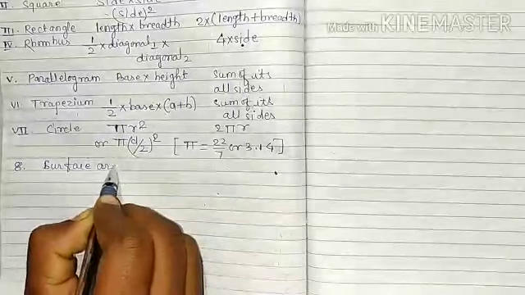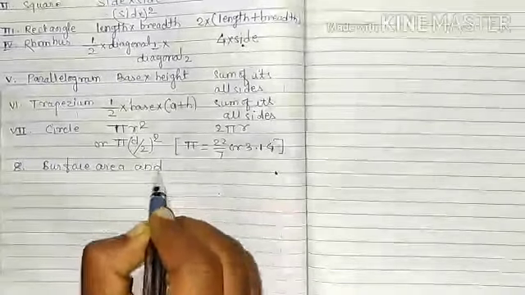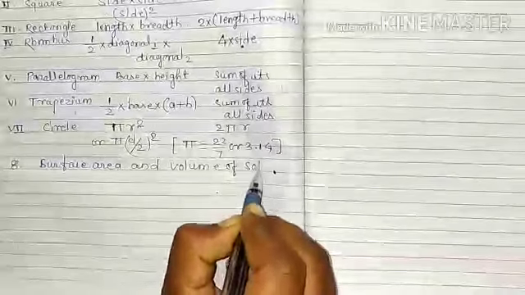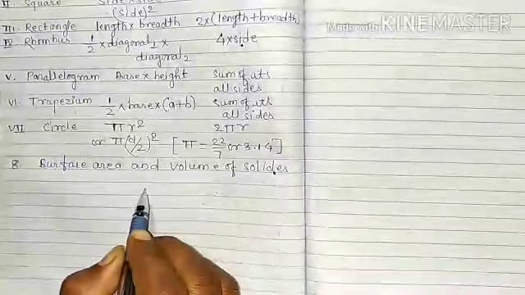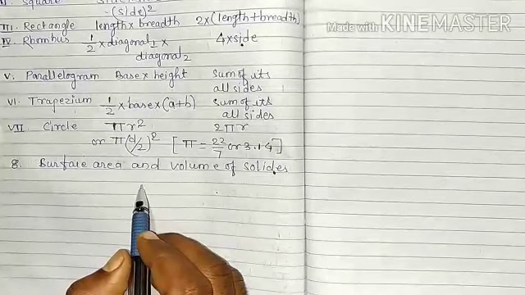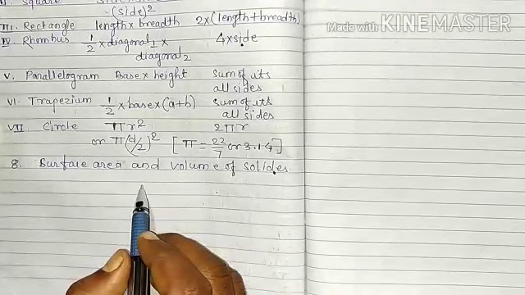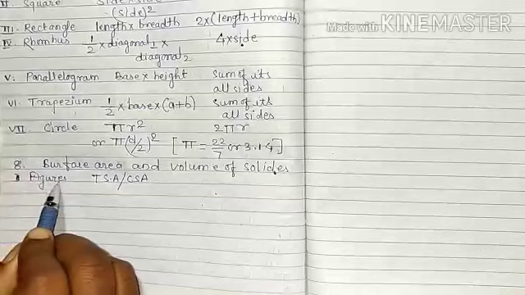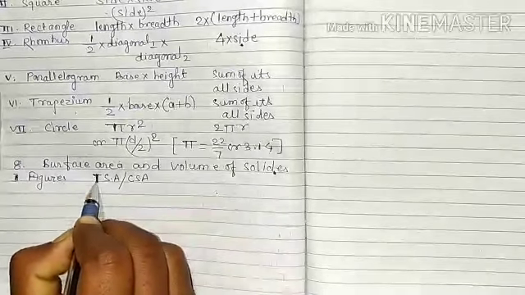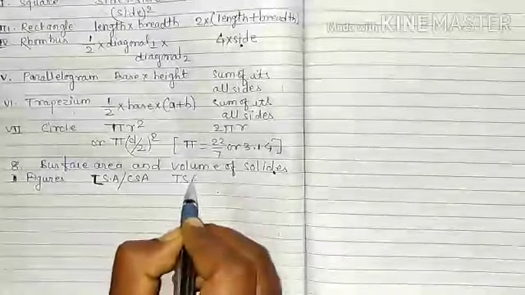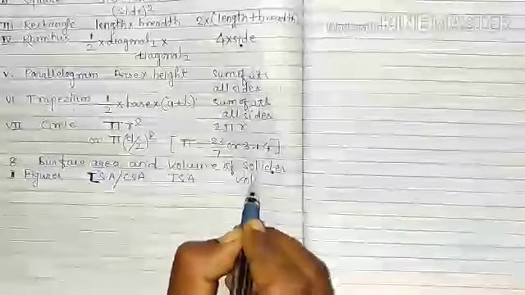Surface area and volume of solids. We also remember the surface area, total surface area, curved surface area, lateral surface area, and volume of the solids. Three-dimensional figures. For the first figures: lateral surface area or curved surface area, total surface area, and volume.